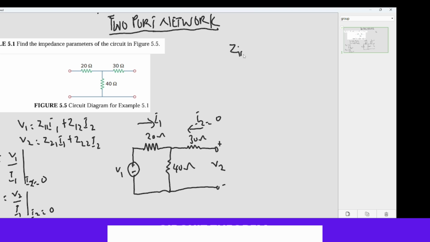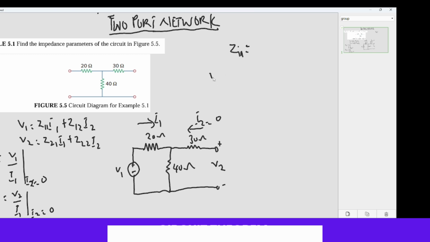How do you find Z11? So it's my Z11, I have V1. And what is my V1? My V1 is equal to the total resistance. Since there's no current flowing through here, all these ones go. So my total resistance will just be this 20 ohm and 40 ohm in series, right?